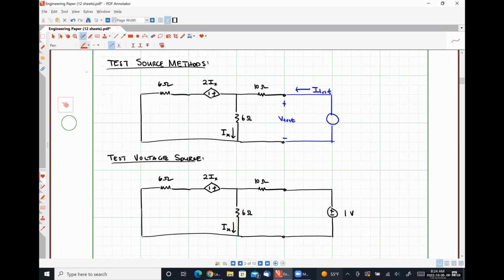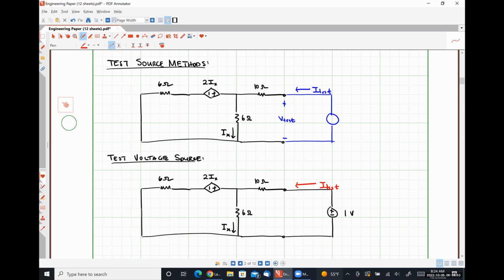What our goal here is to determine this test current, I test. And then the ratio of 1 volt, our test voltage, divided by whatever we find for I test will tell us what the Thevenin equivalent resistance of this network is.